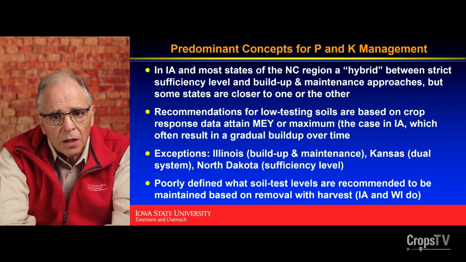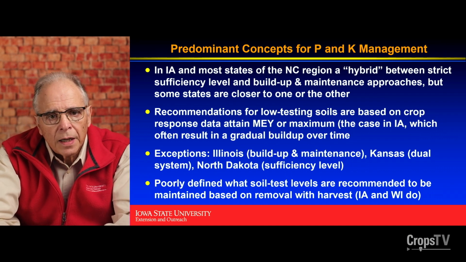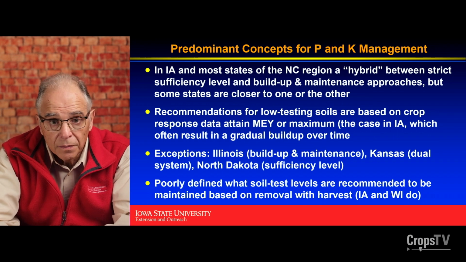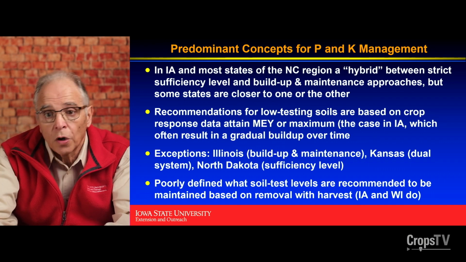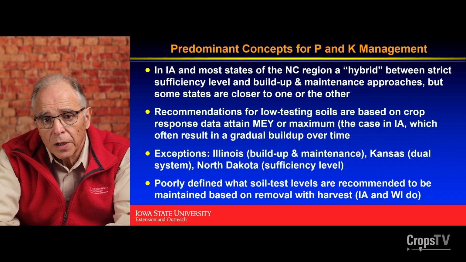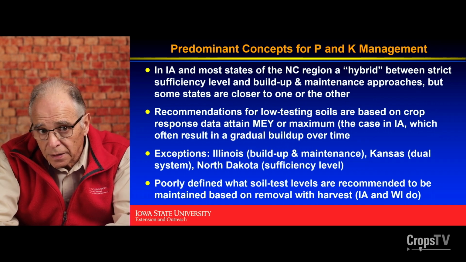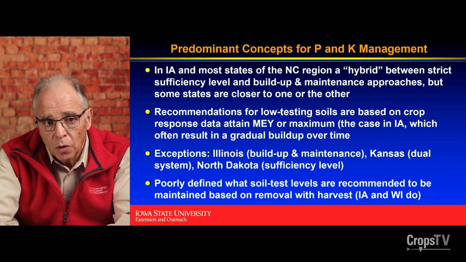But some states are closer to one or the other, okay? For example, recommendations for low testing soils are based on crop response, to attain either maximum economic yield or the maximum. See, in Iowa, for example, the philosophy for our rate recommendations for low testing soil has been to attain maximum yield, okay, and get a gradual build up over time, not at once, over time.